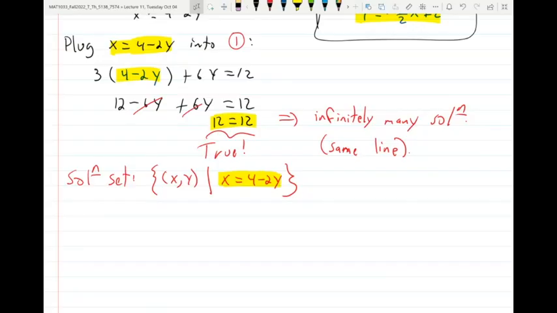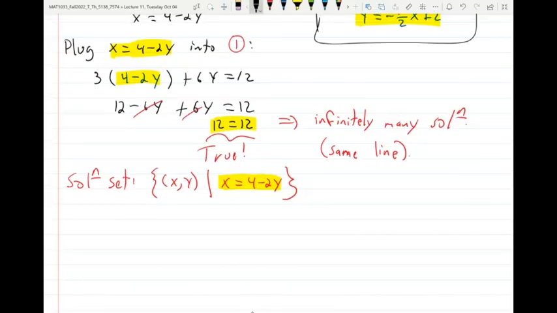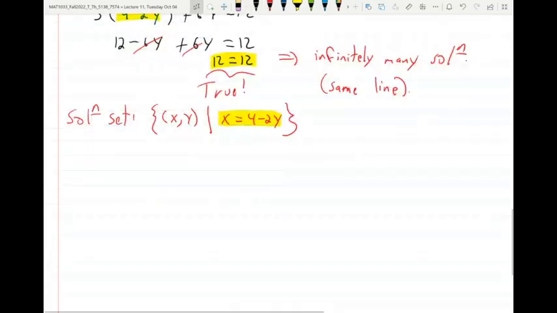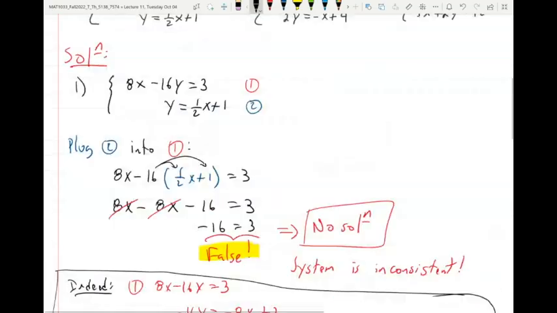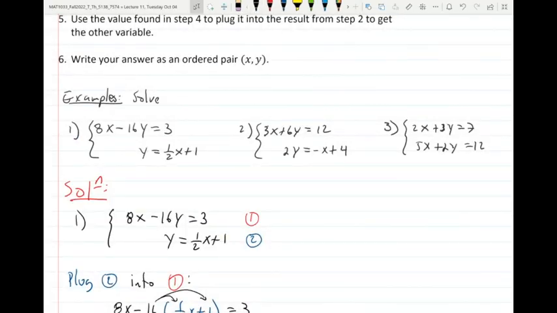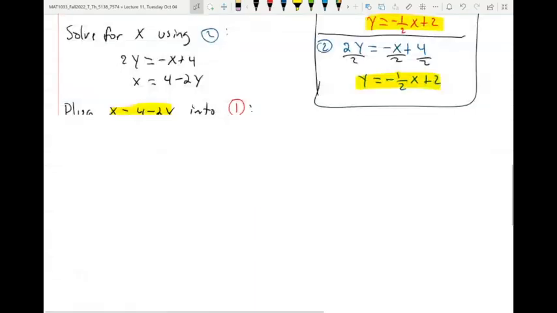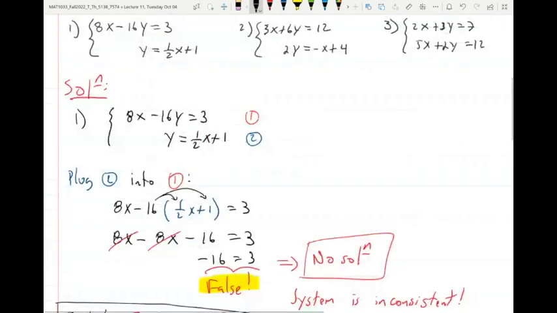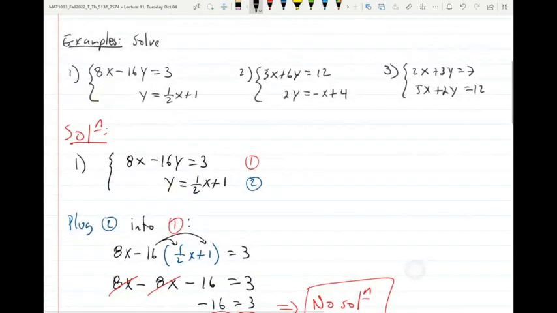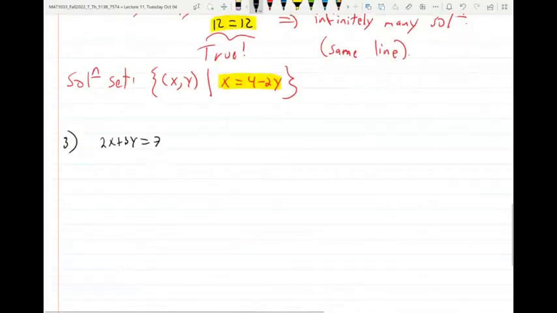Do you understand this? All right. Now let's do the next one. So in other words, this is how you spot those cases. So now let's do number 3, which hopefully we'll be able to get some solution out of. 2x plus 3y equals 7, and then 5x plus 2y equals 12.